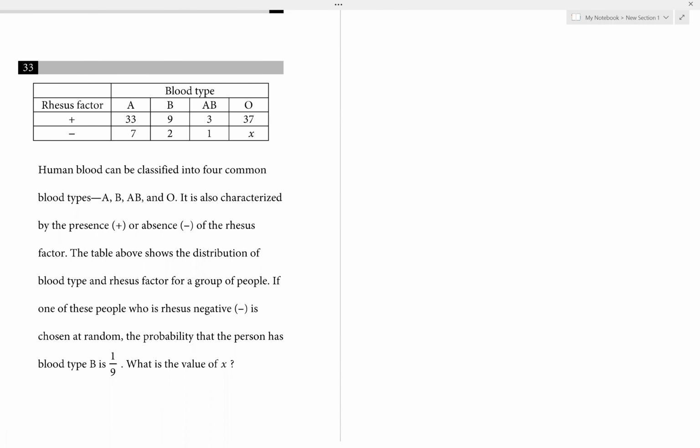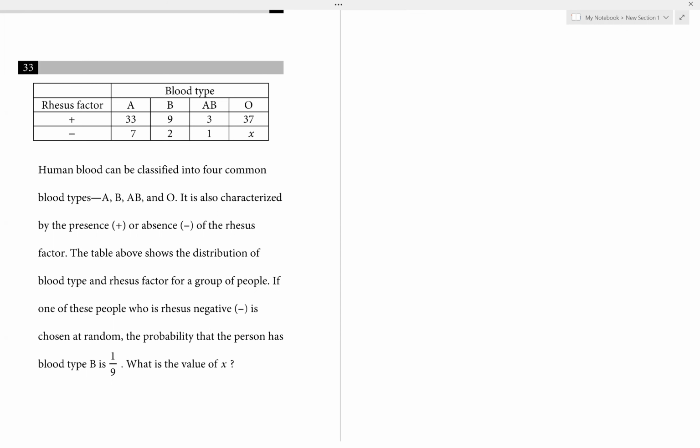All right, number 33. Human blood can be classified into four common blood types, A, B, AB, and O. It is also characterized by the presence, plus, or absence, which is minus, of the rhesus factor. The table above shows the distribution of blood type and rhesus factor for a group of people. If one of the people who is rhesus negative is chosen at random, the probability that person has blood type B is 1 over 9. What's the value of X?